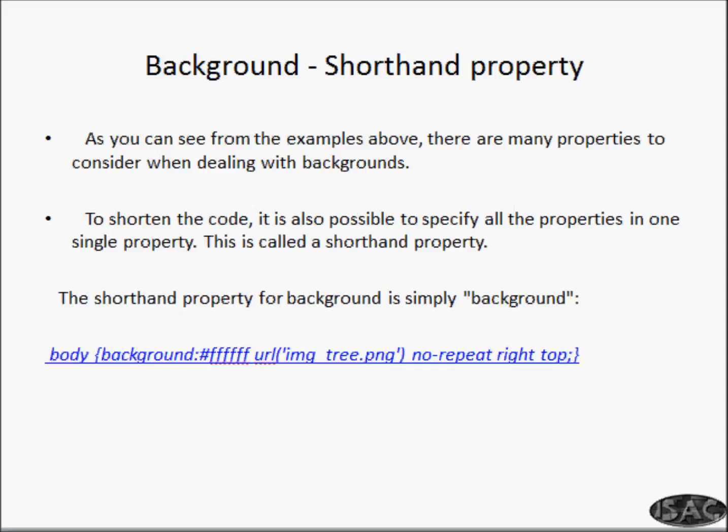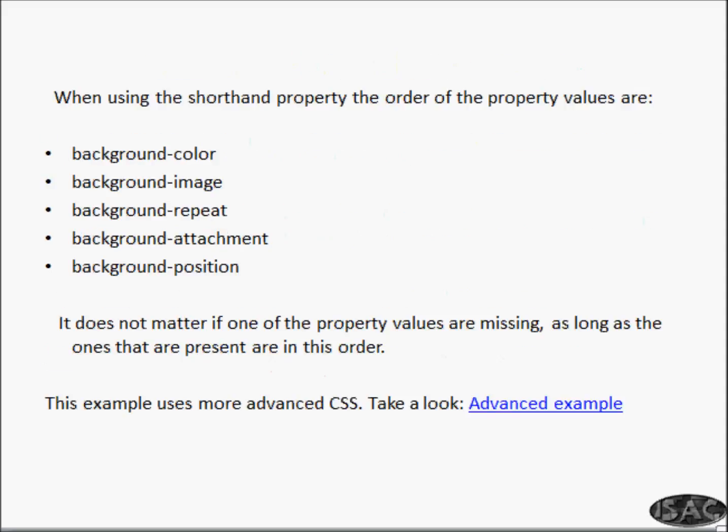As you see from the example above, there are many properties to consider when dealing with background, right? So this is the shorthand property which we can use. If the image is not there, it can take the color, right? If the image is there, it will take the image. It will not repeat. The position is this, right? So we understood the background concept now.